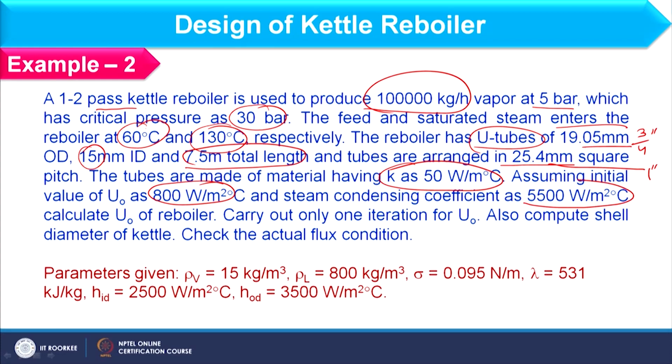Condensing coefficient of steam is given as 5.5 kilowatt per meter square degree Celsius. We have to find out the overall heat transfer coefficient for the reboiler, and for that we have to perform only one iteration, and also compute the shell diameter for the kettle and check the flux conditions.